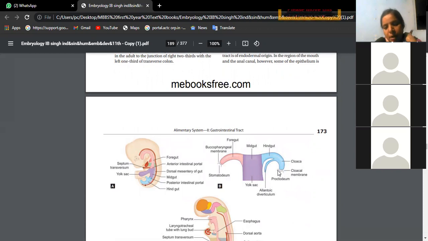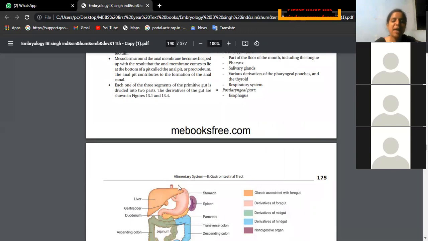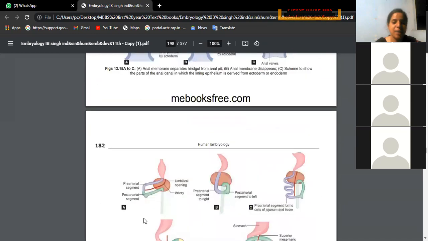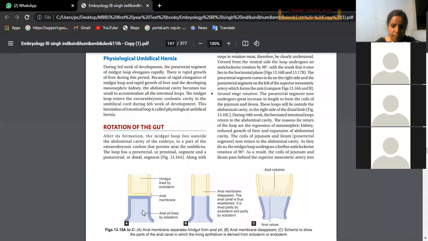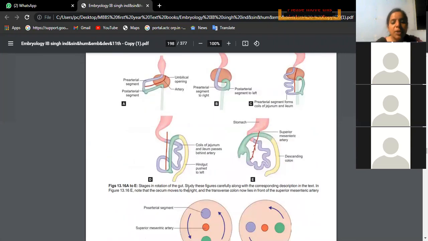So this is the cloacal membrane, and this is the proctodeum. Proctodeum is the ectoderm area. From the cloacal membrane, you will see the anal canal is formed. That means the upper half of the anal canal is coming from endoderm and the lower half is coming from ectoderm. During embryological development, there will be an anal membrane which disappears. The anal valves, columns and all, we discussed when we did gross anatomy of the anal canal. Whatever has been shown in yellow color is endodermal derivative. Blue in color is ectodermal derivative.